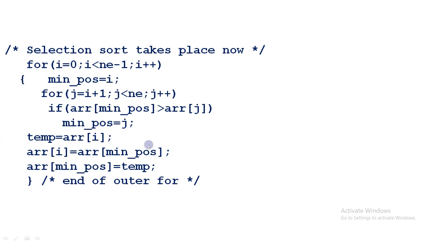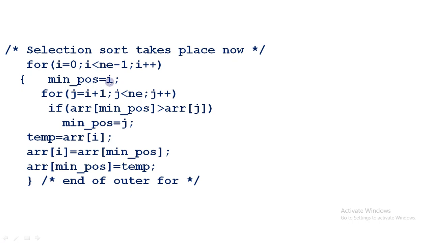In the first iteration, if there are 10 elements, it will find the real minimum valued element from the 9 elements. So it may bring 6, it may be the 6th place. Then the temporary variable will receive array of I, where I equal to 0. The first element will go to the temporary variable, and this first place will get vacated, ready for overwriting. Array of I equal to array of min position, array of 6. Then array of 6, or array of min position, should be filled with what exactly temp contains. So in every iteration, in any n minus 1 iterations, these things will happen, and n minus 1 selections will happen.